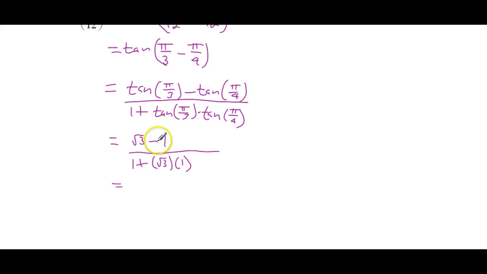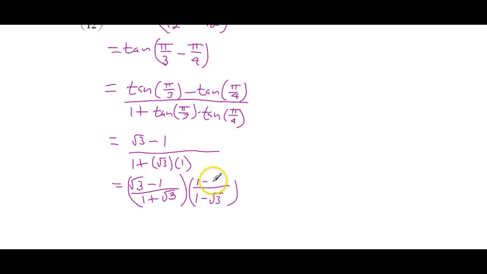Okay, so let's simplify. What do we got? Root 3 minus 1 over 1 plus root 3. And you say, I'm done. No, you're not. You have to rationalize the denominator. So we multiply by the conjugate, right? Same two terms, 1 and root 3, but it's 1 minus root 3. And it's the conjugate over the conjugate, right? It's 1 minus root 3 over 1 minus root 3.